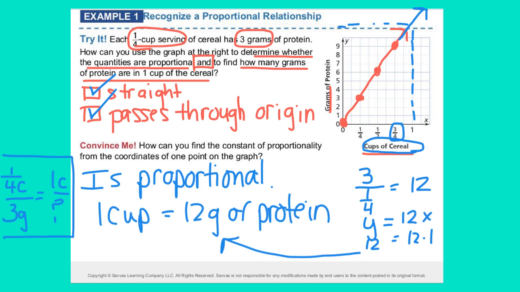There are so many ways to solve this problem. I could use my graph. I could use my equation. I could use my proportions. I'm not interested in one over the other, really, as long as you get the right answer.